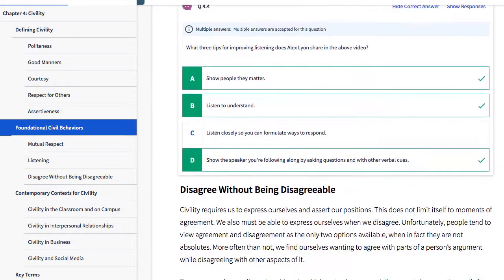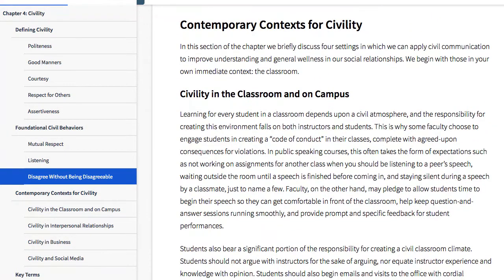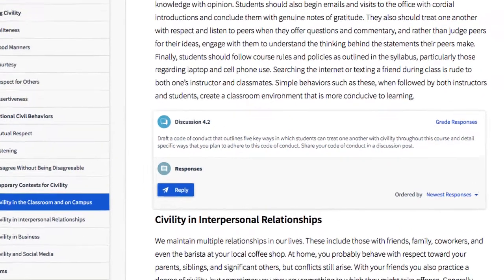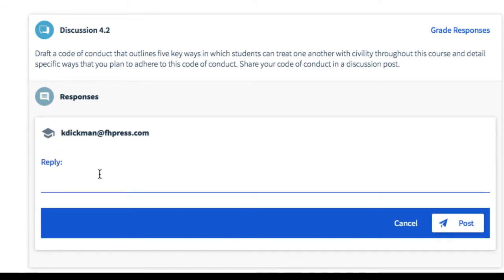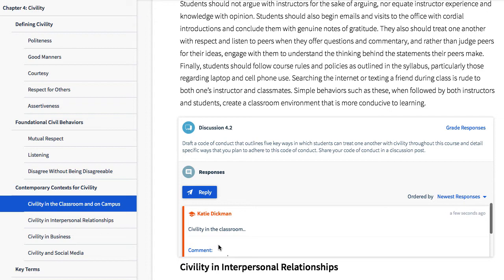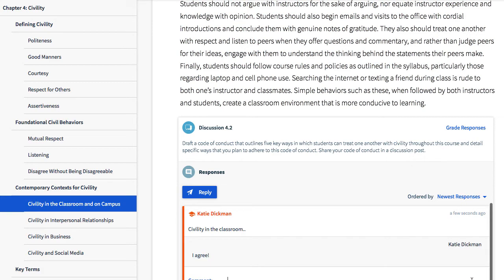Now that they've learned about what civility is, the chapter shows students where and how civility shows up in contexts with which they're familiar. They're asked in a discussion to paint their own pictures of what civility in the classroom would look like by writing a code of conduct for acting with civility in this class. Because they write their code of conduct in a discussion post, they exchange their ideas with other students in the class, and together they can create a shared code of conduct that takes into account everyone's input. In this way, they're actively practicing civility.